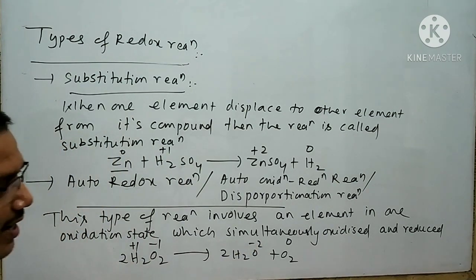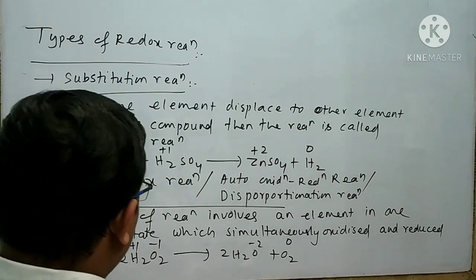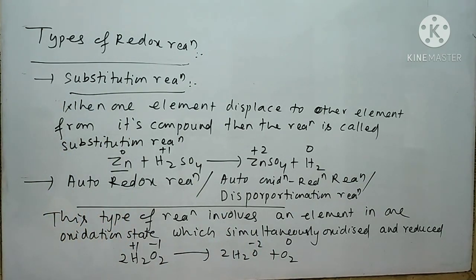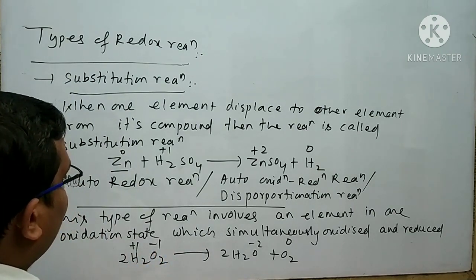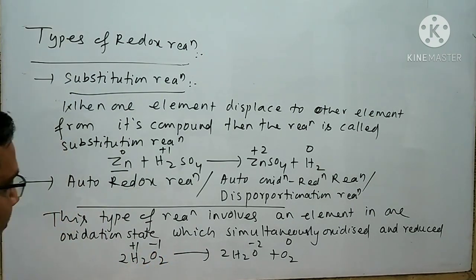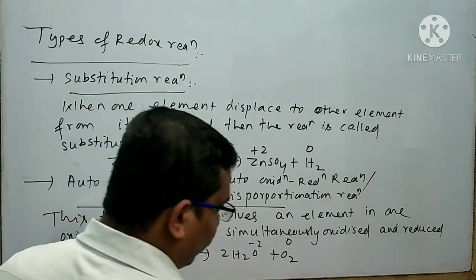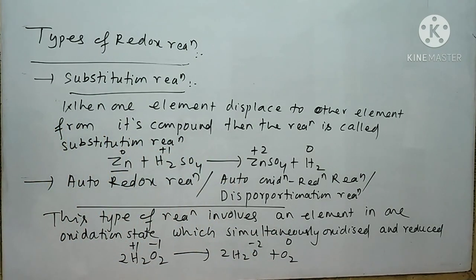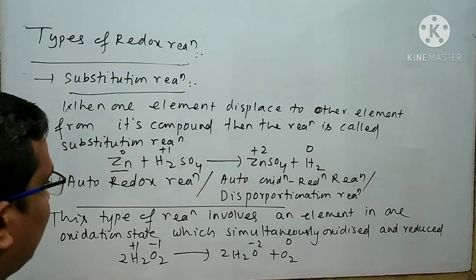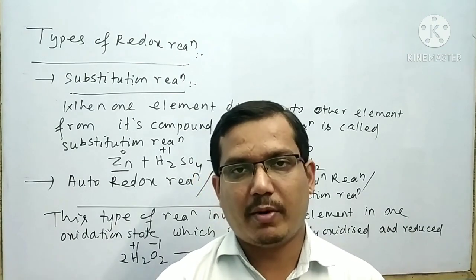In this reaction, one element undergoes oxidation and simultaneously also undergoes reduction. So this is said to be an auto redox reaction. Because in this reaction, one oxygen atom is used for the reduction of another oxygen atom. The two oxygen atoms help each other, so it is said to be an auto redox reaction. This is all for this class.